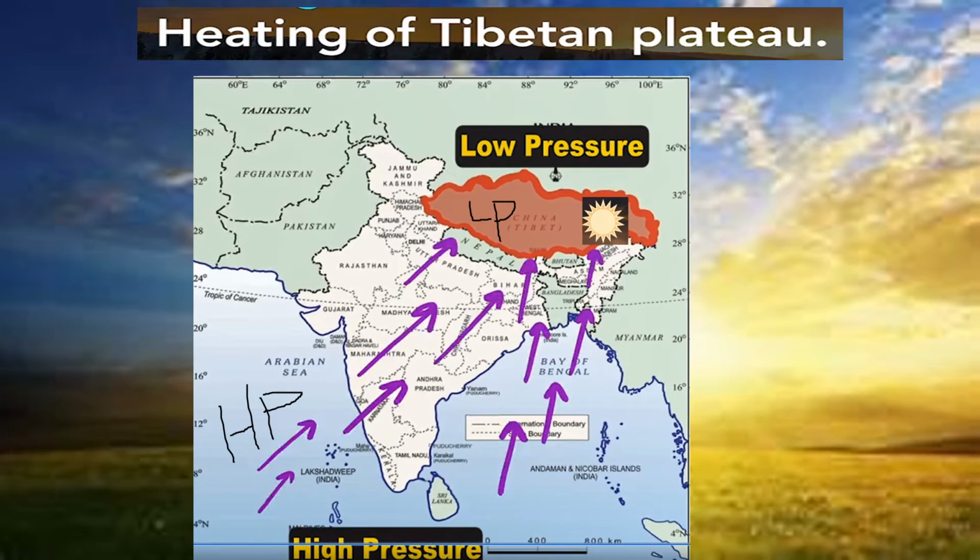Since it's blowing from sea to land, it carries a lot of moisture. And when it enters the states of India through which it blows, it results in heavy rainfall. So we can also say that heating of the Tibetan Plateau helps in the monsoon of India.